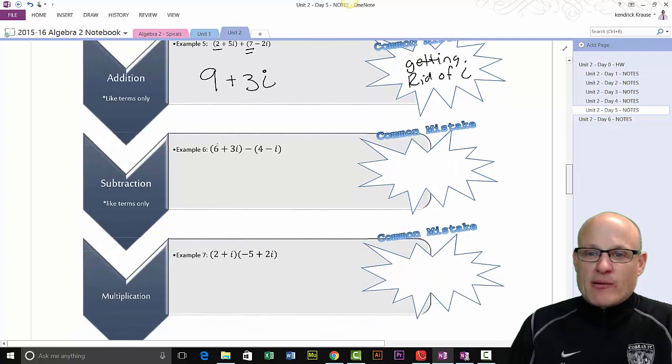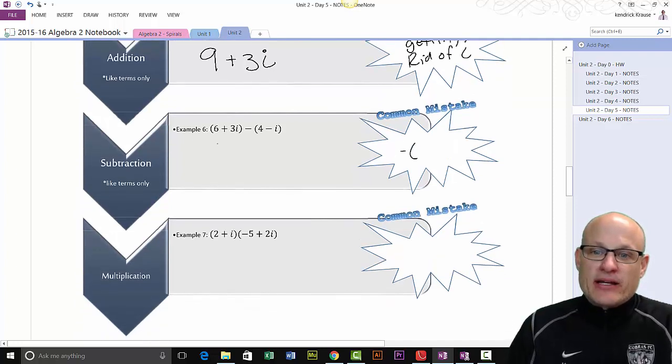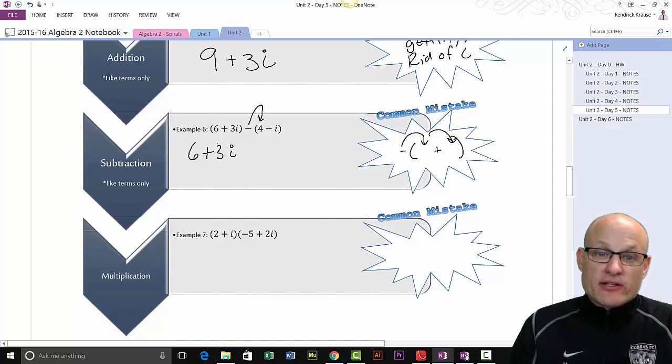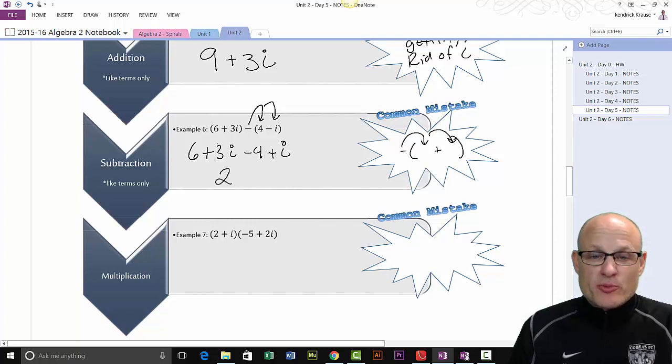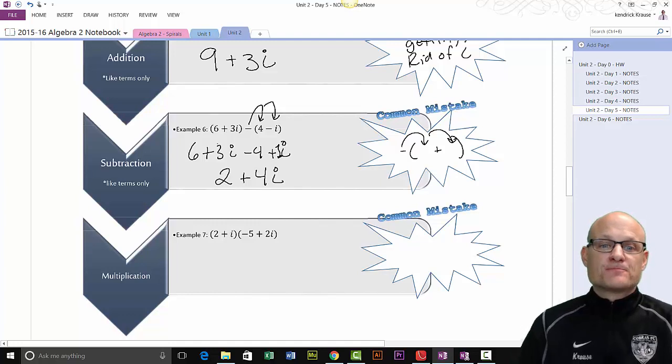All right, you guys know the common mistake here, not distributing that negative, right? Negative gets distributed. So you've got to be careful here. This is 6 plus 3i, but this negative has to get distributed. So it's minus 4 plus i. So we put the real parts together. 6 minus 4 is 2. That's the real part. In A plus BI form, we get 2 plus 4i. Because don't forget, there's still a 1 here, even though I don't have it written there, it's still a 1 there.